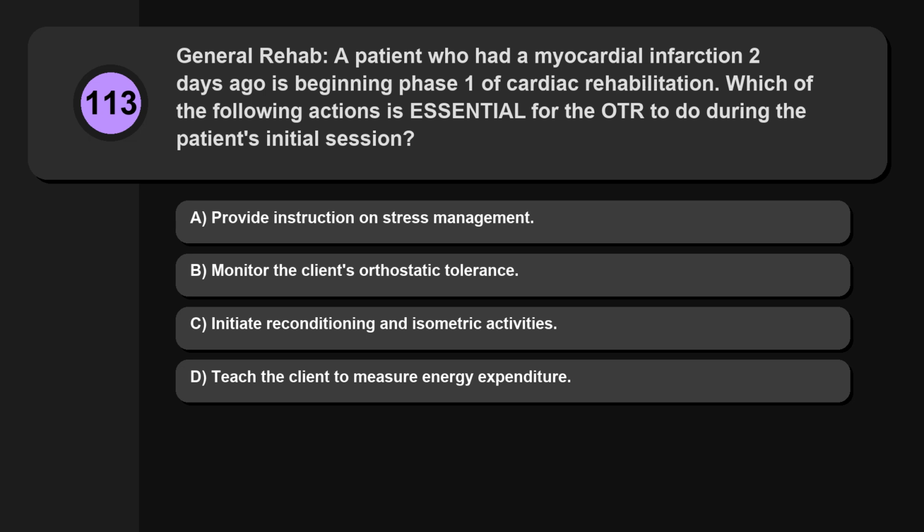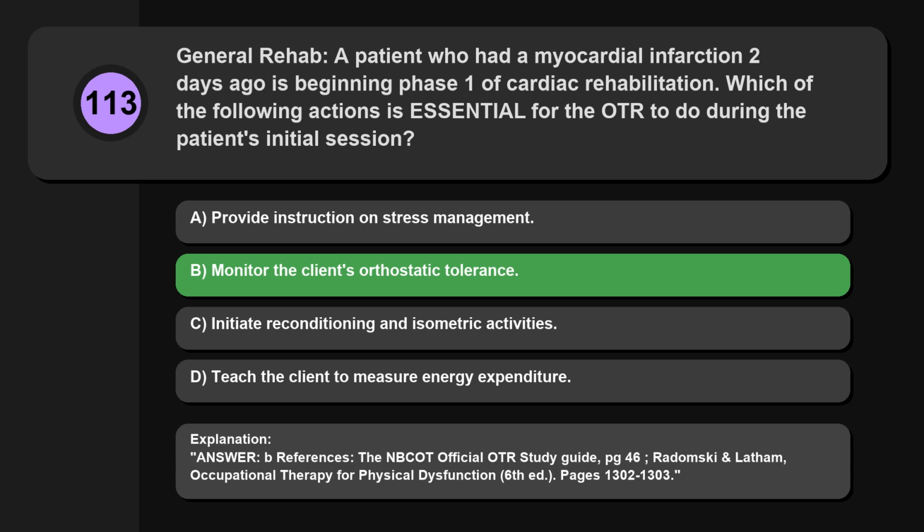Question 113. General rehab. A patient who had a myocardial infarction 2 days ago is beginning phase 1 of cardiac rehabilitation. Which of the following actions is essential for the OT to do during the patient's initial session? Option A. Provide instruction on stress management. Option B. Monitor the client's orthostatic tolerance. Option C. Initiate reconditioning and isometric activities. Option D. Teach the client to measure energy expenditure. The correct answer is option B. Monitor the client's orthostatic tolerance. References: the NBCOT Official OT Study Guide, page 46; Radomski and Latham, Occupational Therapy for Physical Dysfunction, 6th edition, pages 1302 to 1303.